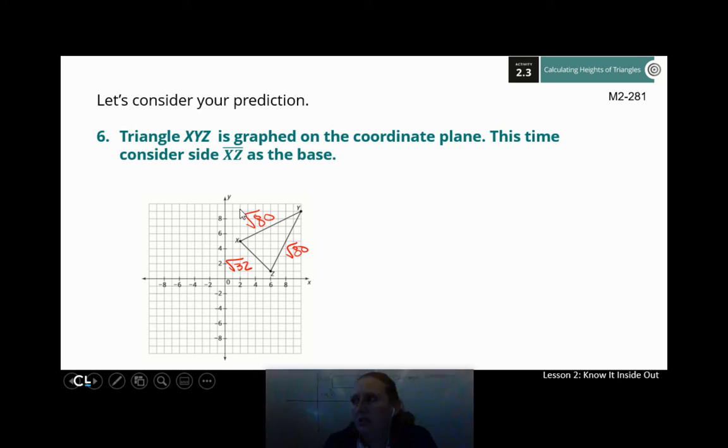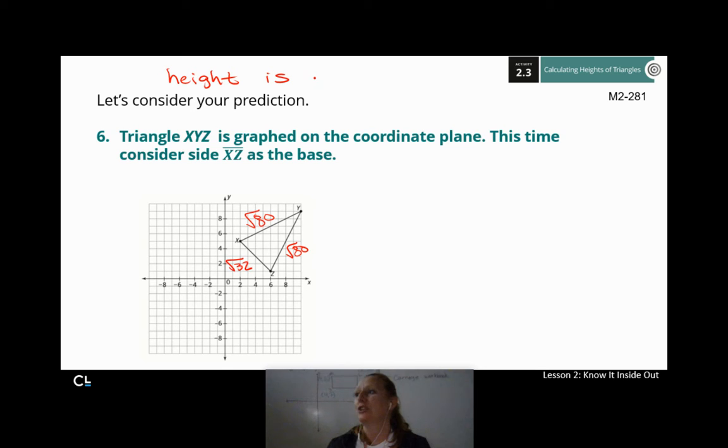I would like us to find the area of this triangle, but there's a problem here, right? I need to find the base and the height. You can pick whatever side you want for the base. That's totally fine, it's your choice. I'm going to pick XZ, and I suggest you do the same because the problem is finding that height.